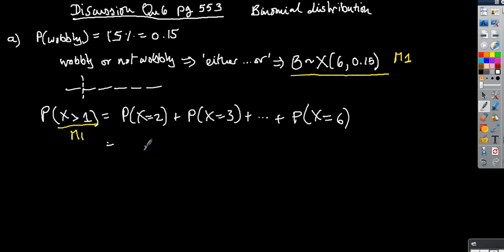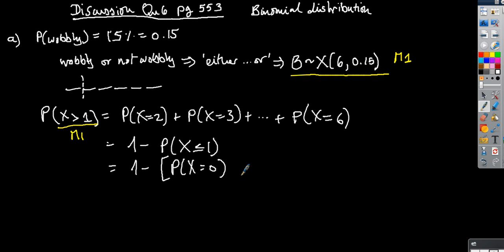But really this is best looked at in reverse: the probability here is 1 minus P of X less than or equal to 1. Because if it is 2, 3, 4, 5 or 6, it is not 1 or 0, basically. This will be quicker to find than all of these. So if I want to, I could rewrite this and split it up. This is P of X equals 0, plus P of X equals 1. This is what less than or equal to 1 means. So there could be no desk wobbly or one desk wobbly.